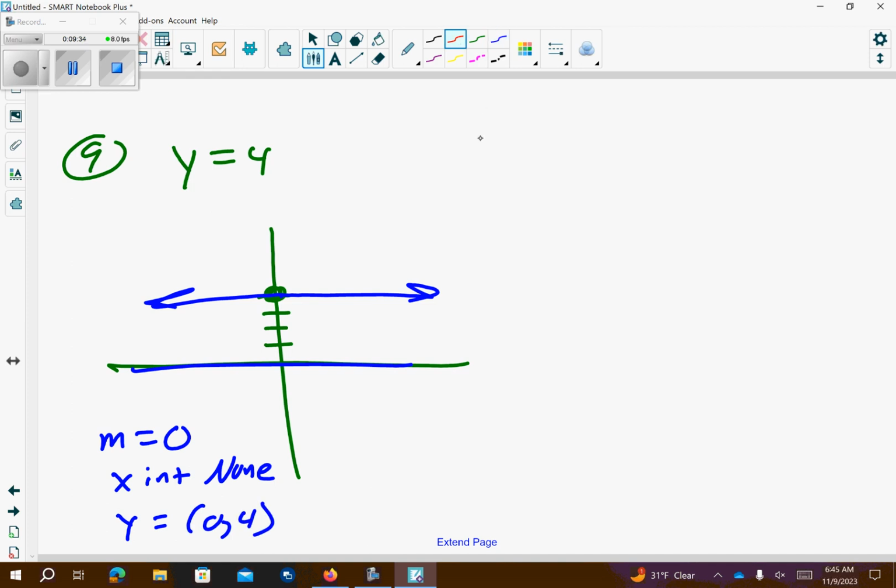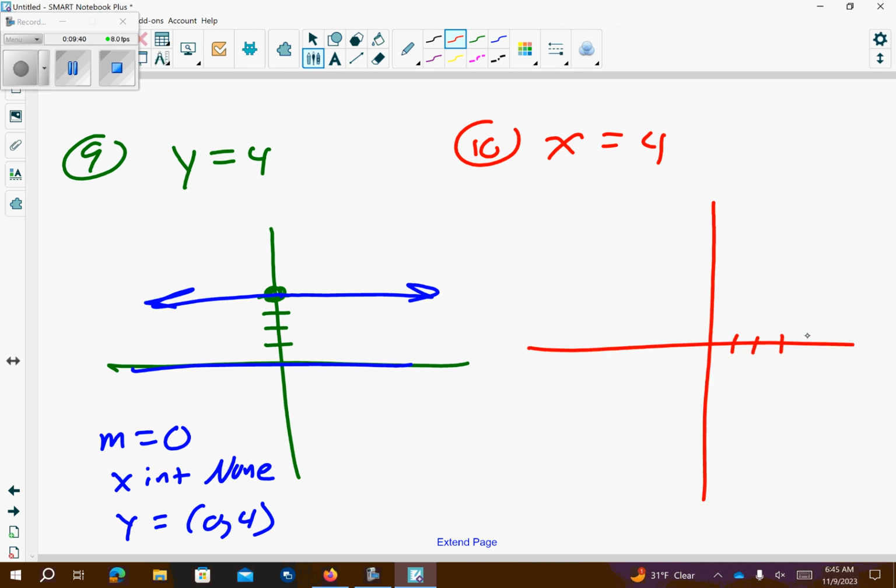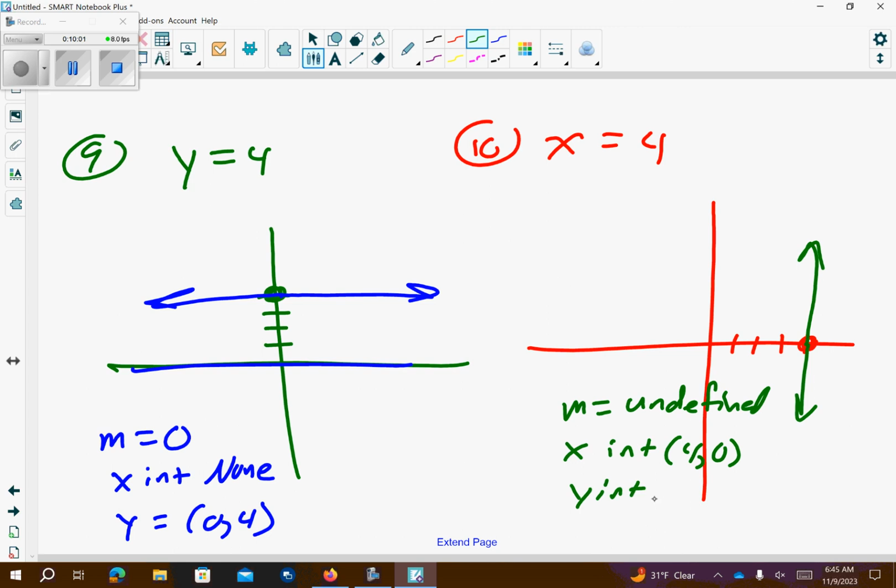Our other special case that's listed is x equals 4. So I go over x equals 4 right to here. This is going to give us our vertical line. The slope of our vertical line is undefined. Our x-intercept is going to be 4, 0. Our y-intercept is none because it won't cross this axis.